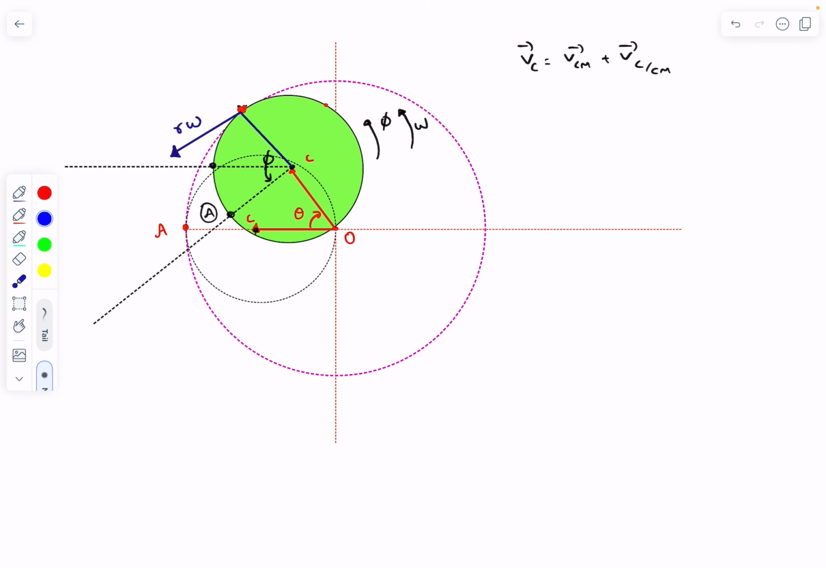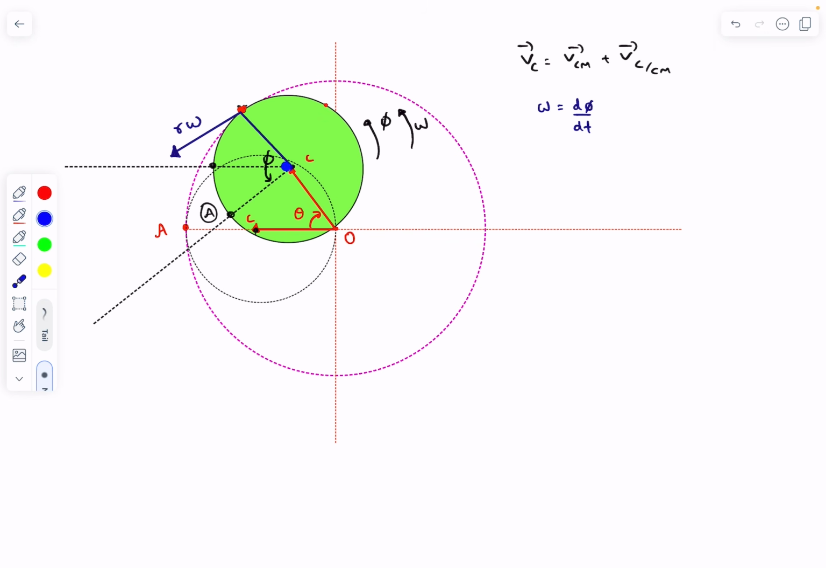Earlier, in the case of pure translation, we saw that the line AC was horizontal, right? So the angle phi wasn't changing, and in that case omega is 0. That's the definition of pure translation, that it doesn't rotate. So here, omega is nothing but the rate of change of the angle phi.